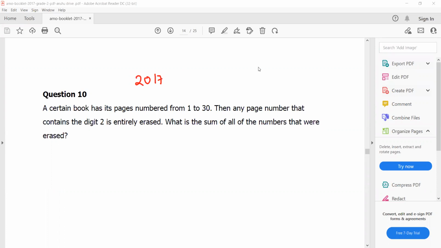Let's start with the first question. A certain book has page numbers 1 to 30. Any page number that contains the digit 2 is entirely erased. So 2 will be erased, 12 will be erased, 20, 21, 22, like this, 28 and 29. So you can tell the child just to find the sum.